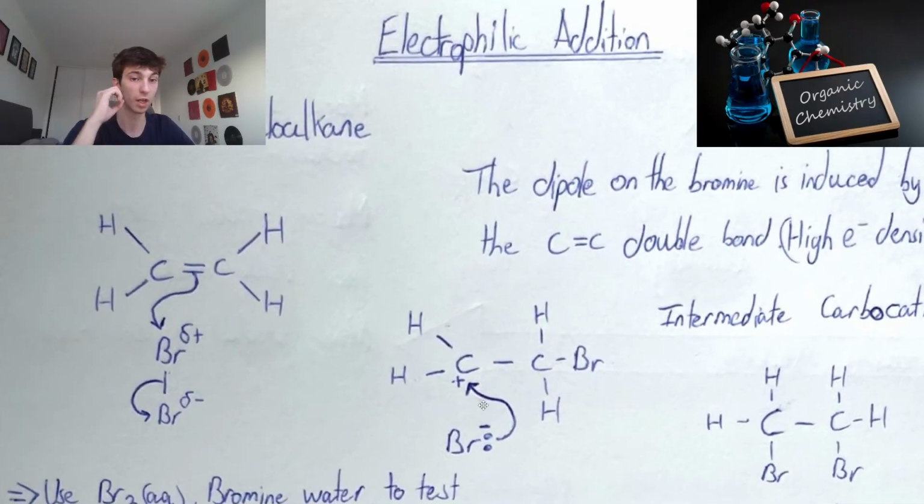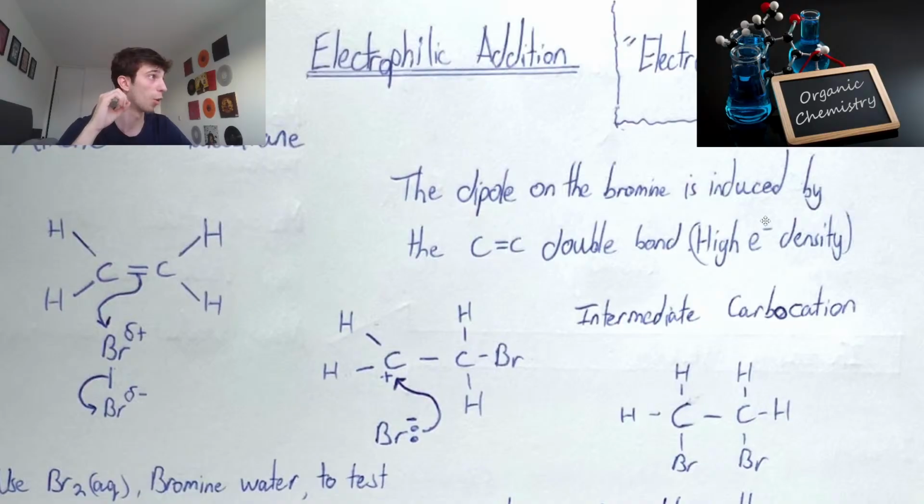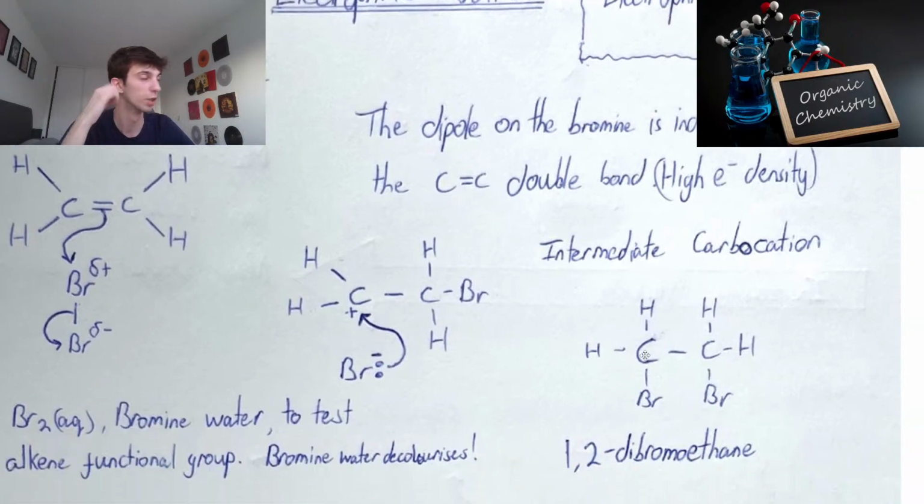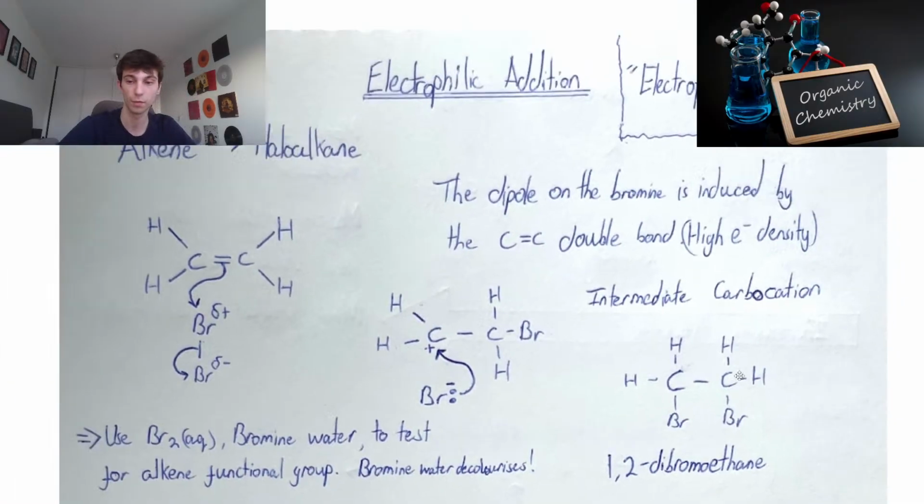So from here, guys, we form that carbocation. Here we do not have to worry about carbocation intermediate stability because each carbon is just attached to 2 hydrogens. Okay, so exactly that, guys. The dipole on the bromine is induced by that carbon-carbon double bond because of that high electron density. We have this intermediate carbocation. It doesn't matter which side because we don't have primary, secondary, or tertiary; we just have two primary carbocations, so we don't have to worry about that. And then we get this 1,2-dibromoethane. Okay, cool.